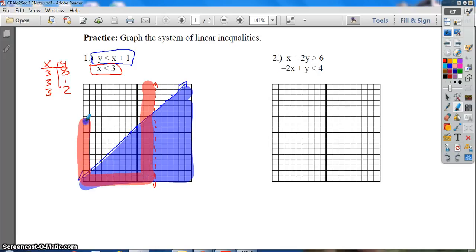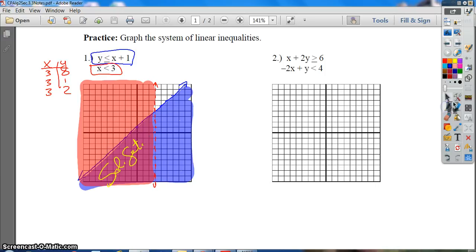Now we all know when blue and red meet, purple is the result. So where the purple box is here, or triangle in this case, will be your solution set. Any point in here is your solution set.